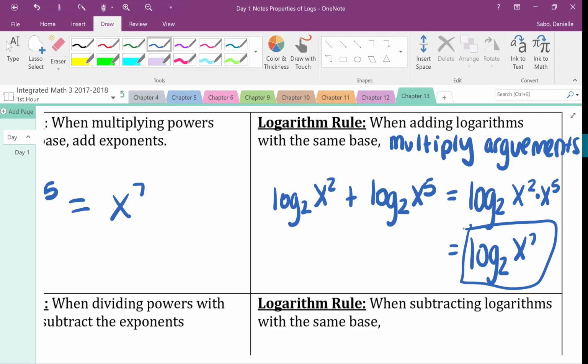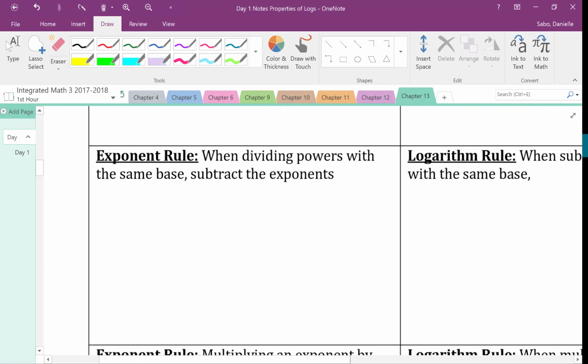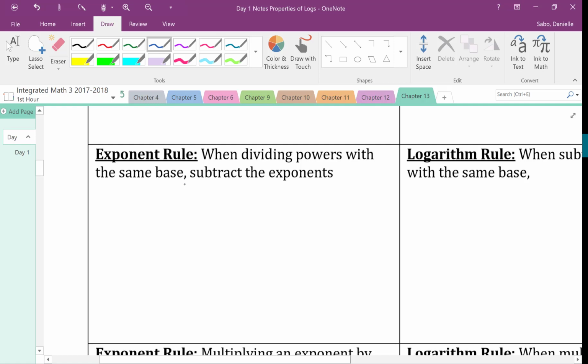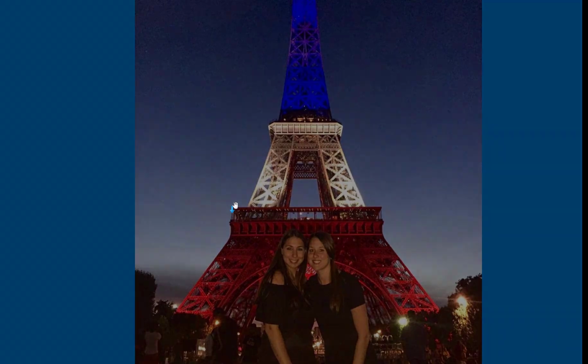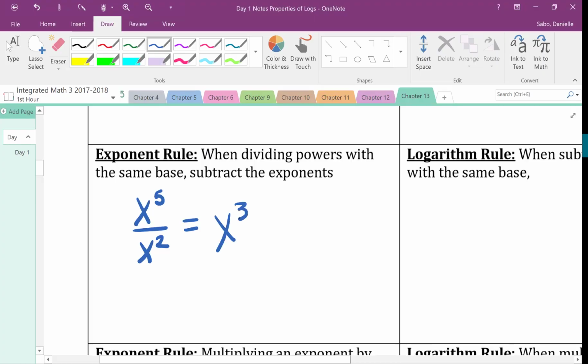So again, with logs, when you have the same base, you can multiply them together. That's called condensing. Again, we'll get more into the technical terms later on. All right, now let's do the reverse. When we are dividing with the same base, when we're talking about exponents, we subtract them. So for example, I'm going to use all the same ones just so that you guys can see all the different versions. We're using the x to the 5th and the x squared. Again, what do we get when we divide them? X to the 3rd power, good. Because we subtract exponents in that situation.